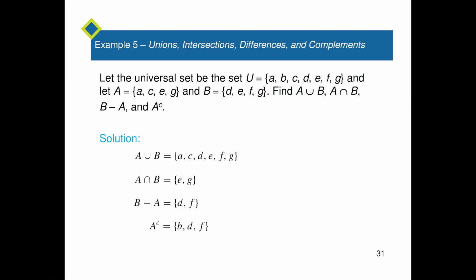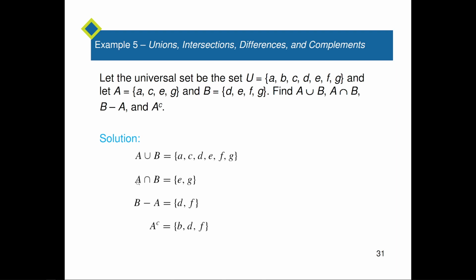So here are some examples. Suppose that we have a universal set from A to G, and A, B are these sets here. Then what is the union, intersection, difference, and complement? Well, the union will be everything. It will be A, C, E, G, D, E, F, G.